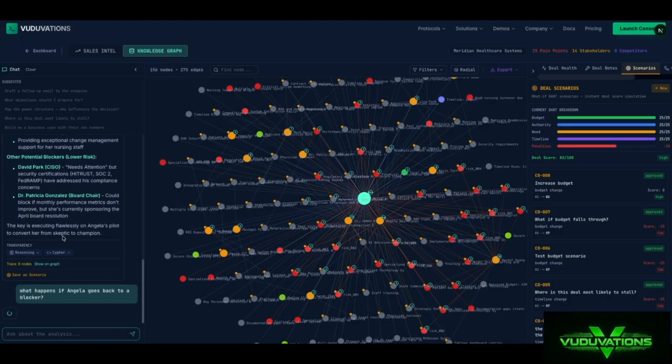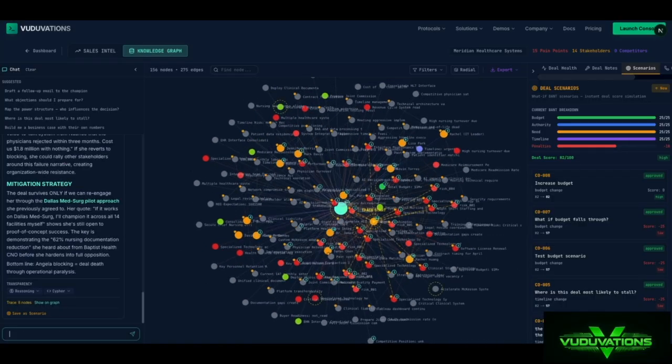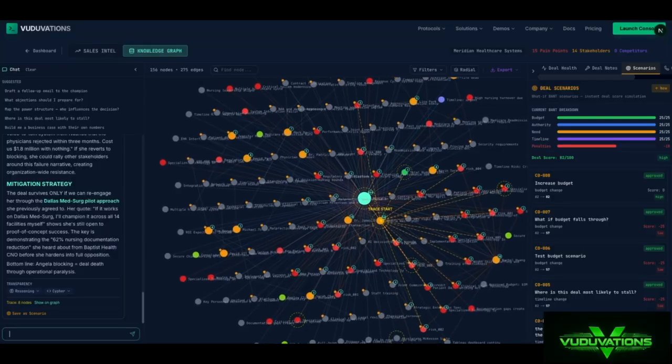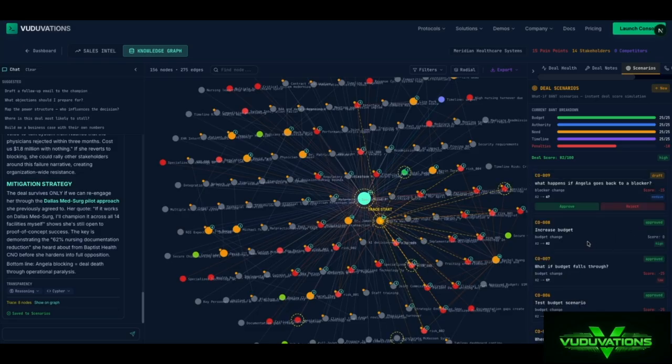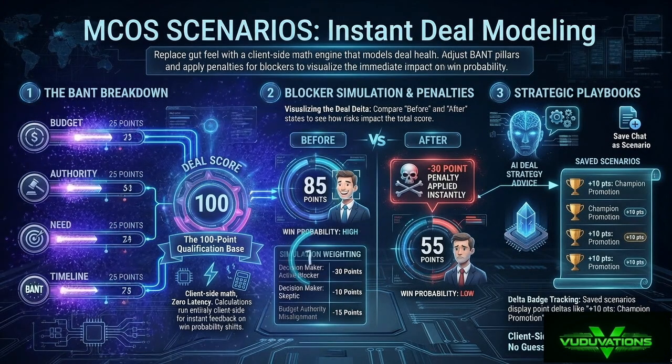Finally, once you've modeled the disaster, here is how you save the solution. There's this awesome Save As Scenario feature natively built right into the graph chat. Basically, when the AI chat provides deal strategy advice, hitting this button persists that intelligence as a saved, comparative model that you can stack up against your other possibilities. Instant math. No guessing. That's your competitive edge.